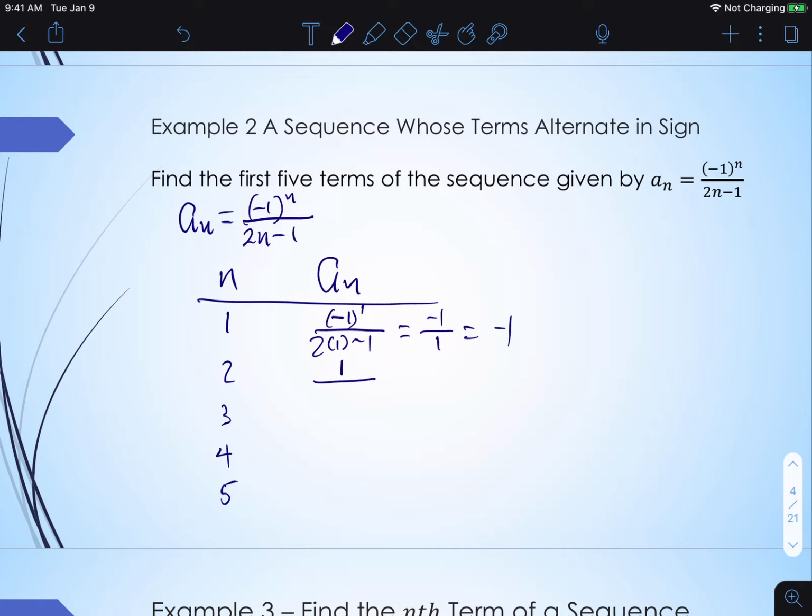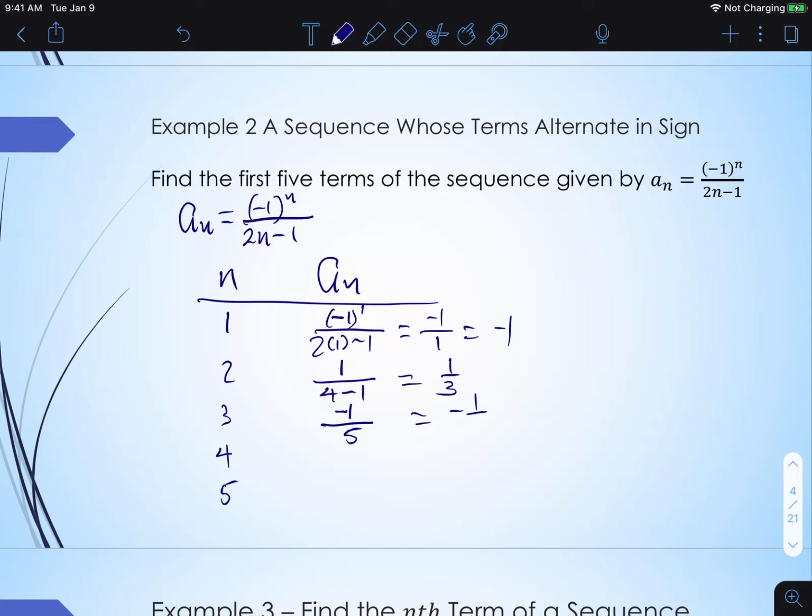And then for 2, we're just going to say 1 on top because we know that negative 1 squared is positive 1. And then we got 2 times 2 is 4, minus 1, that's 3. So this is going to end up being positive 1/3. And then number 3, we know that's going to make it negative on top. So we've got negative 1, and we've got 2 times 3 is 6. 6 minus 1 is 5. And so we have negative 1/5.